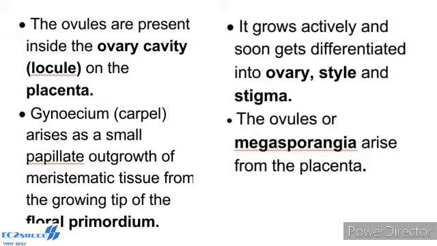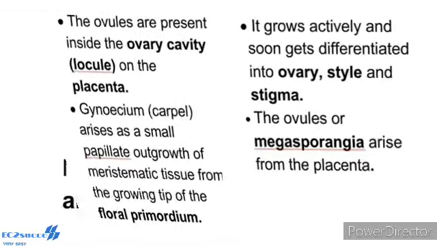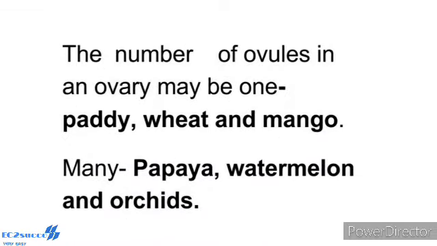The gynoecium, that is the carpel, arises as a small papillate outgrowth of meristematic tissue from the growing tip of the floral primordium. It grows actively and soon differentiates into ovary, style and stigma. The ovules or megasporangia arise from the placenta. The number of ovules in an ovary may differ.